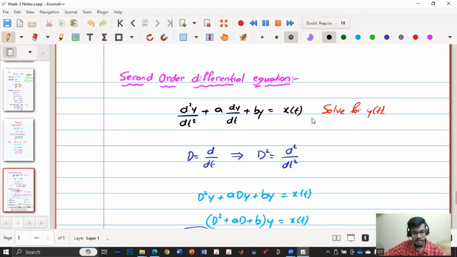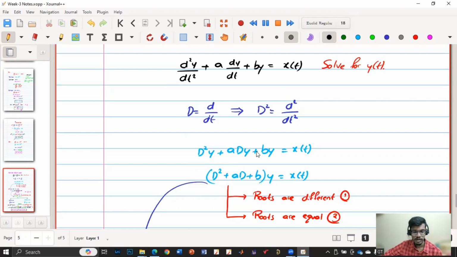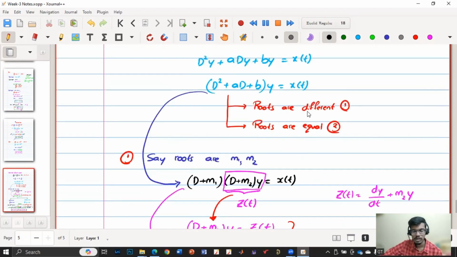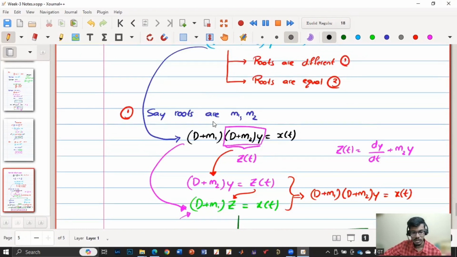So they have given a second order differential equation, and we need to solve it. We considered an operator D, which is d by dt, so D square is d square by dt square. We assumed the roots are different in one case and equal in the other. First we proceed with the case where roots are different. Then we can factorize this as D plus m1 into D plus m2 of y equal to x of t.